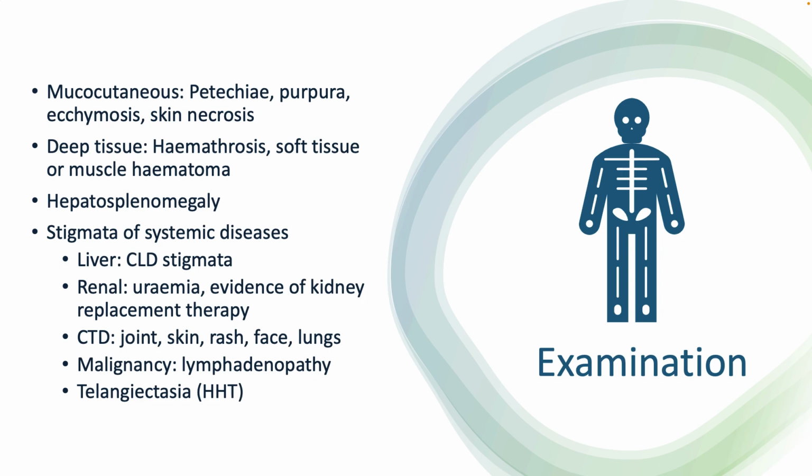With deep tissue bleeding, you are particularly concerned about any hemarthrosis, or any soft tissue or muscle bleeding. At this point, it's also important to examine for any hepatosplenomegaly to exclude any form of myeloproliferative disorder, and a possible hematological-related malignancy. We also need to look out for any stigmata of systemic disease, be it chronic liver disease, renal disease, connective tissue disease, or malignancy, especially palpating for any lymph nodes, and telangiectasia in a hereditary condition.